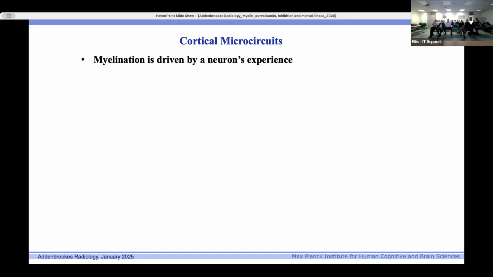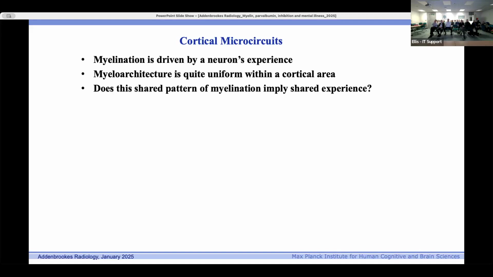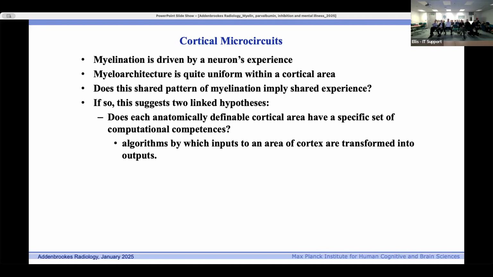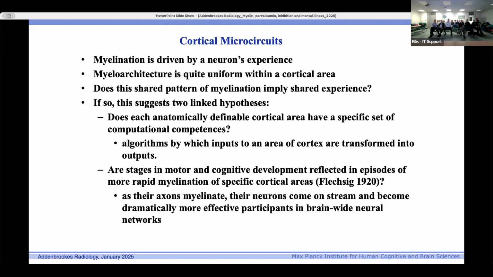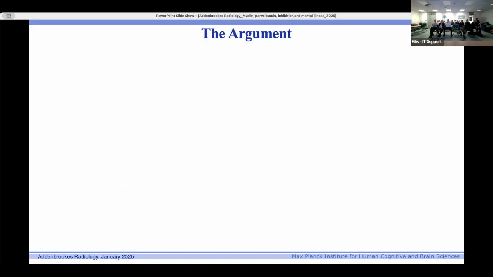Myelination, as I say, is driven by a neuron's experience. It's quite uniform within a cortical area. Does a shared pattern of myelination imply shared experience? If so, we can ask whether each anatomically definable cortical area has a specific set of computational competence. Are these stages in motor and cognitive development reflected in episodes of more rapid myelination of specific cortical areas? As the axons myelinate and neurons come on stream and become dramatically more effective participants in brain-wide neural networks. So here's another slide of statement.